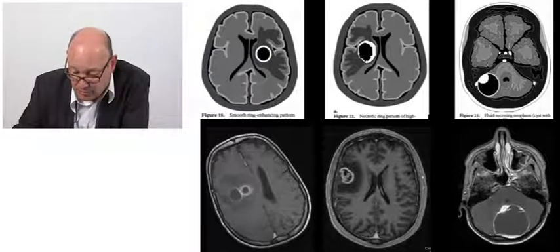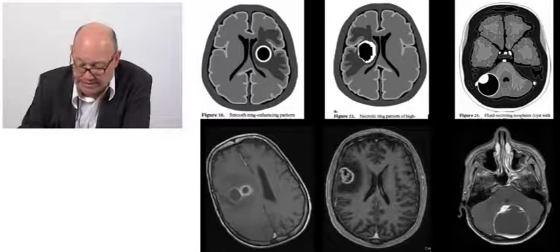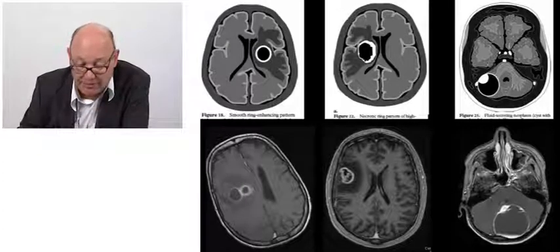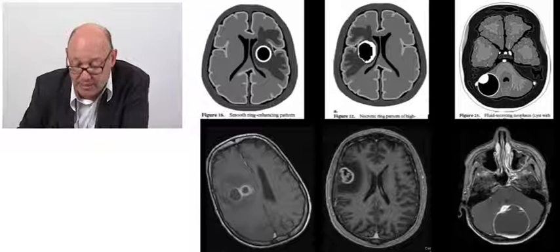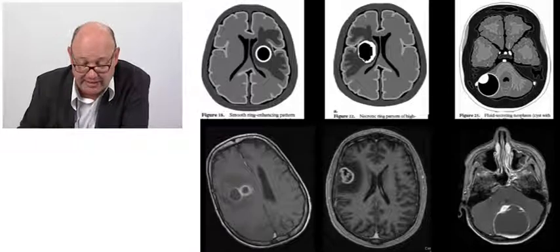We see some enhancement in the wall of the cyst. There is a mural nodule. This must be a fluid secreting tumor. This can be in a young child a pilocytic astrocytoma. When it's an adult, it can be a hemangioblastoma.